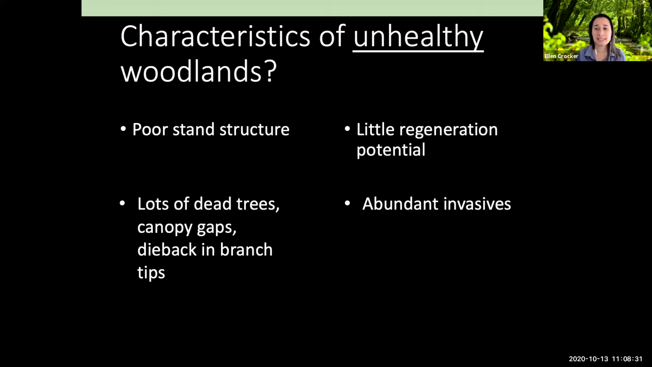And then abundant invasives. We'll talk more about this, but invasives can refer to the invasive insects and diseases that are directly impacting these trees, as well as the invasive plants that maybe aren't hurting those trees directly, although they might a little bit, but mostly are just changing those systems and changing them in ways that are less supportive of the types of healthy, resilient woodlands that you want to be seeing.